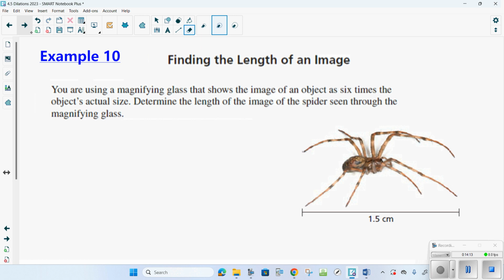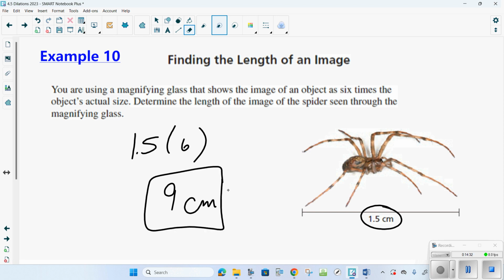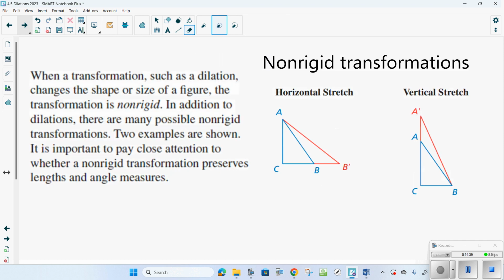So here we have a situation where we're going to use a magnifying glass, and the object is 6 times the actual size. So if the actual size of the spider is 1.5 centimeters, then what would it look like under a magnifying glass? If I multiply that by 6, it would end up being 9 centimeters. So it'd be a pretty big spider after you looked at it in the magnifying glass. Now, this doesn't happen very often, and we'll have a few homework questions on it, but it won't be something big that we end up talking about.